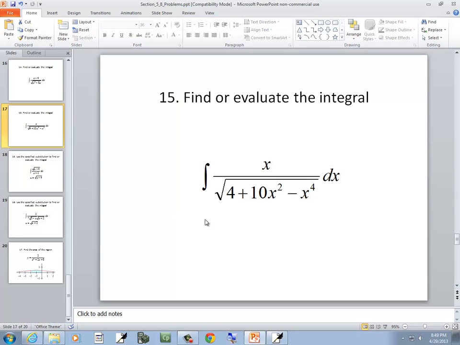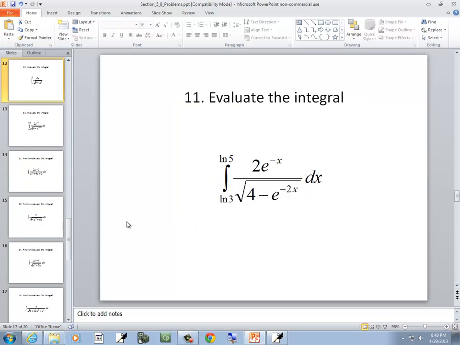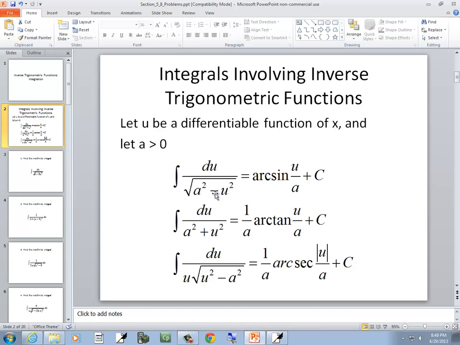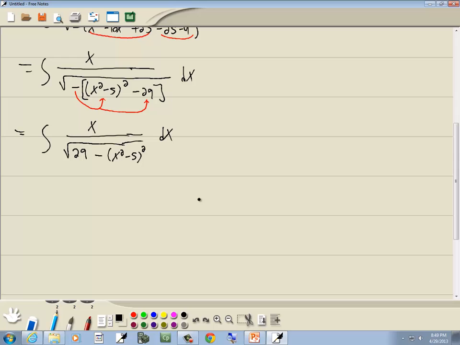Well, now we have, come up here, square root downstairs, we've got a number before the minus. Number before the minus is our first one. So we're going to rewrite that as something squared minus something else squared. So this becomes x over the square root, and I can rewrite the 29 as the square root of 29 squared minus x squared minus 5 squared dx.